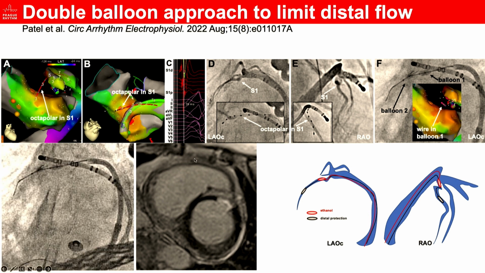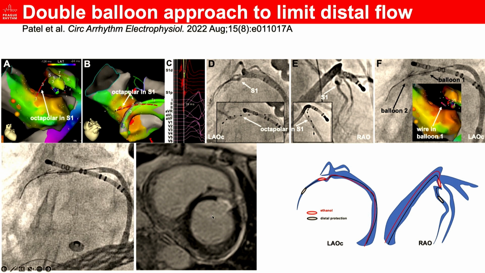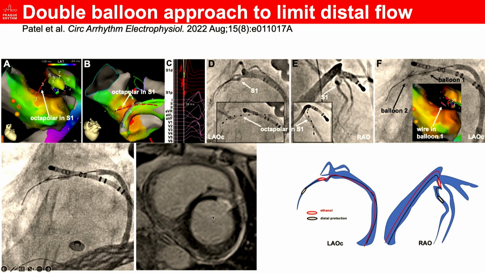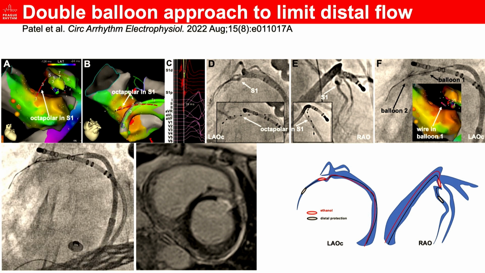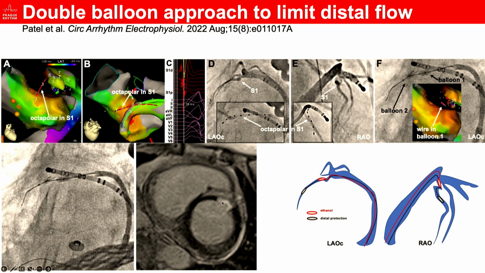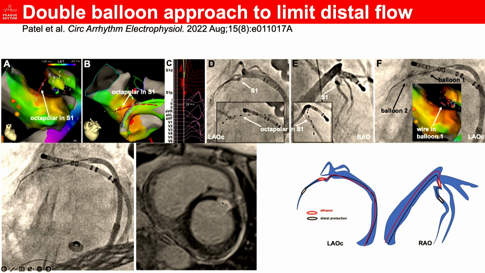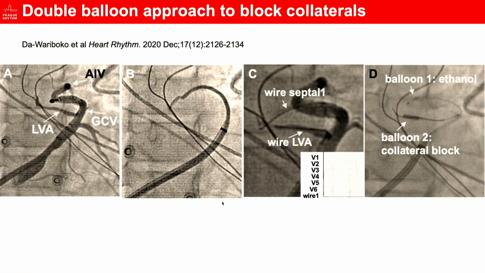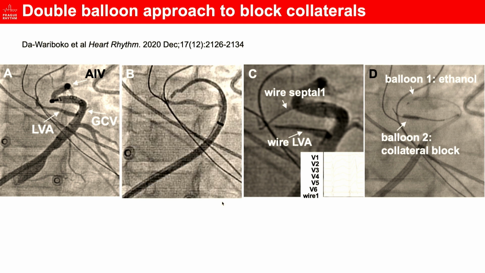So this is the way it looks. And when you do an MRI, in this case, we did not have a post-MRI within 48 hours. This is a 1-month MRI. You see the localized area of delayed enhancement, consistent with a regional localized scar area. There are times where you need to use the double balloon to block collateral flow, and this is one such example.